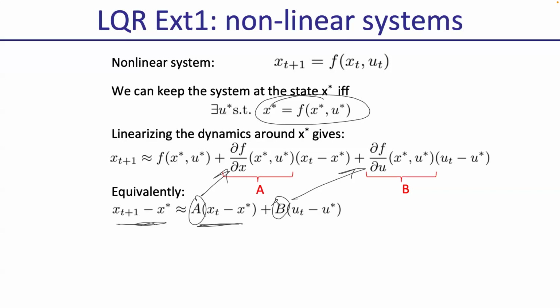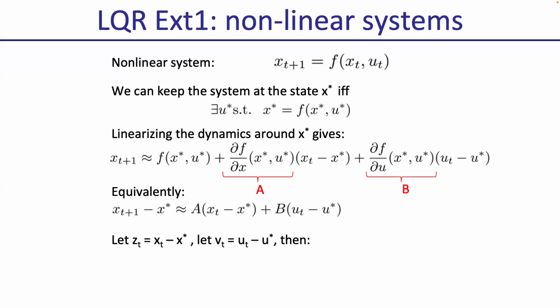And so now you'll do a simple change of variables. Let's call z t equal to x t minus x star. Let's call v t equal to u t minus u star. And then you directly get a linear system. Right? So we took a nonlinear system, applied the first order Taylor expansion, but multivariate, did a little bit of change of variables, and now you've converted it into a linear system.